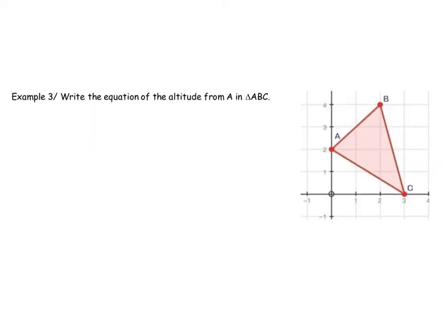In this next example, we are looking for the altitude from point A in triangle ABC. So remember, altitude means that it is perpendicular to the base, and if it's the altitude from A, then we're making it perpendicular to BC. So I'm just going to sketch the altitude here so I have an idea of the kind of line I'm looking for.